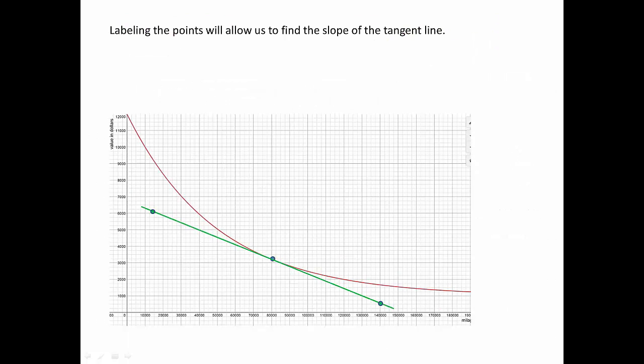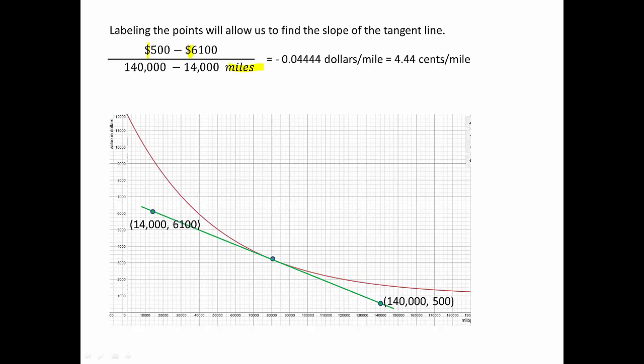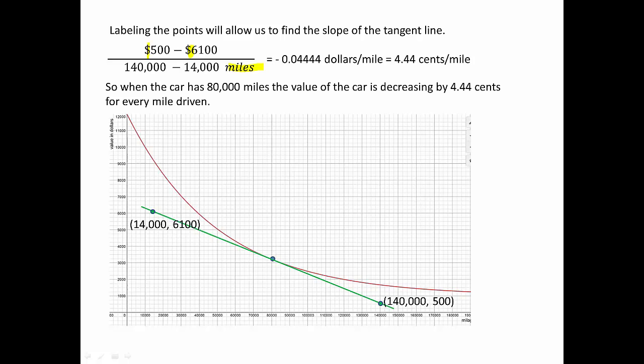We're going to label the points to allow us to find the slope. Remember, we want to label the units, and what I mean by units is the dollar sign and miles. When we actually figure that out, that is about 4.44 cents per mile, which means when the car has 80,000 miles, the value of the car is decreasing by 4.44 cents for every mile driven.